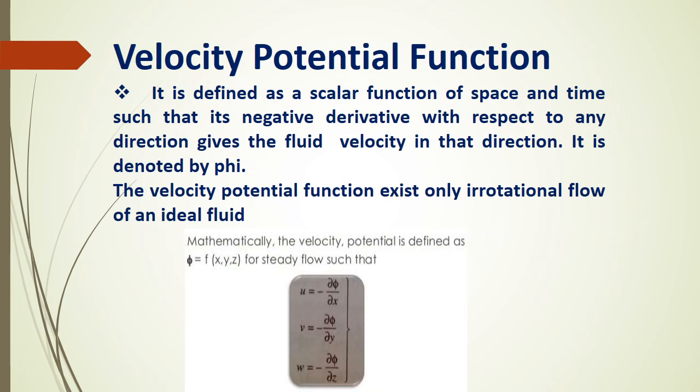Next, velocity potential function. The velocity potential function is a three-dimensional function. It is represented by phi. The velocity potential function exists only for irrotational flow, whereas the stream function, as we discussed previously, can exist for both rotational and irrotational flow. The velocity potential function exists only for irrotational flow of an ideal fluid.